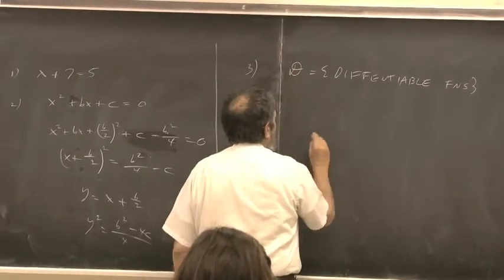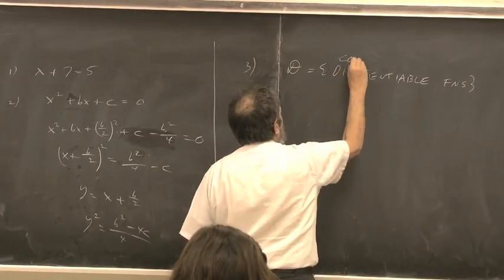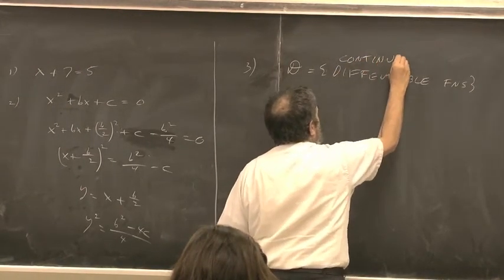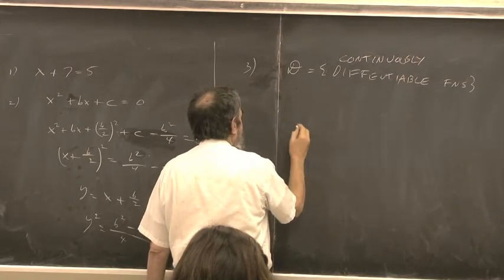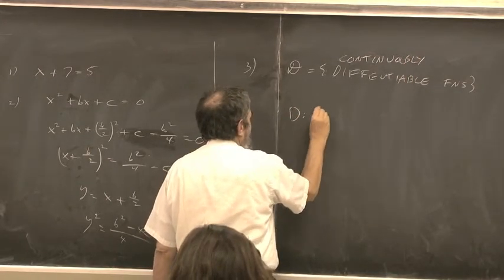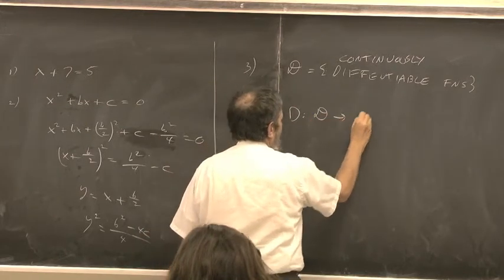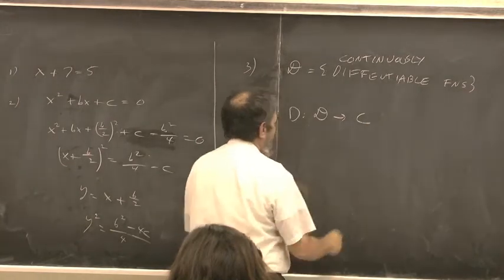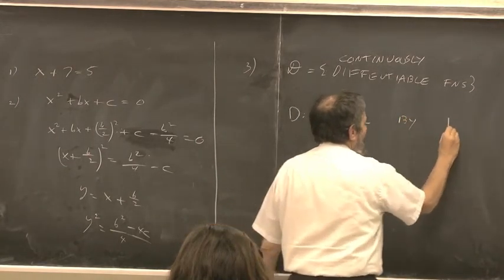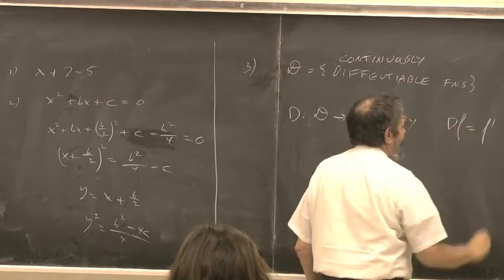And then, well, let's say continuously differentiable so that we don't get into too much trouble. And then the differentiation operator, D, goes from this set to the set of all continuous functions, let's say on some interval, by, reasonably enough, the function goes to f prime.